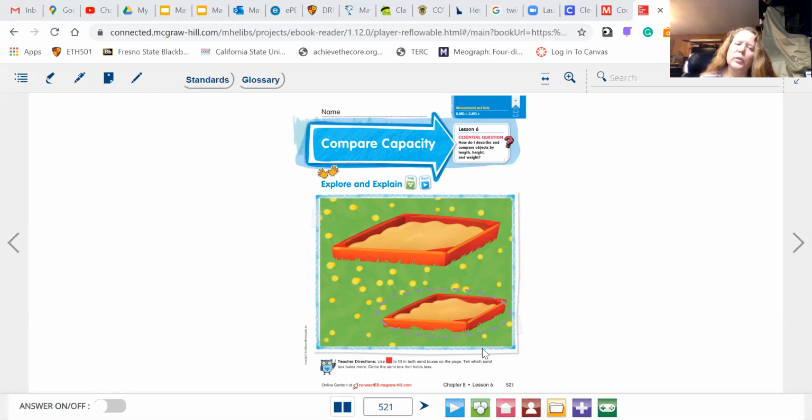Now, do they have a circle around this one here? It's just a circle, the one that holds less. So the smaller it is, the less it holds, right? I showed you the other day my containers, and this container holds less than my juice bottle because it is shorter and smaller, right? Okay, so let's get to the work.